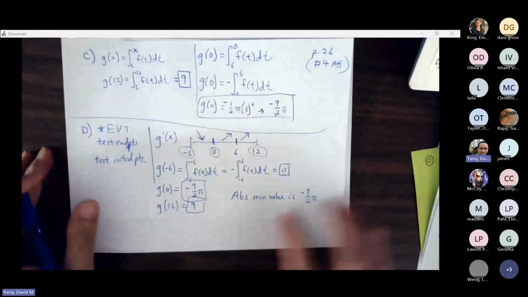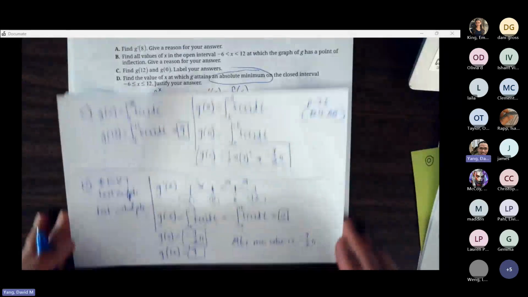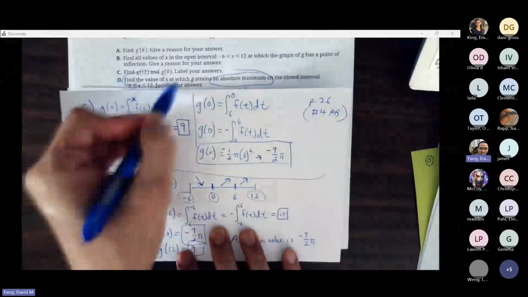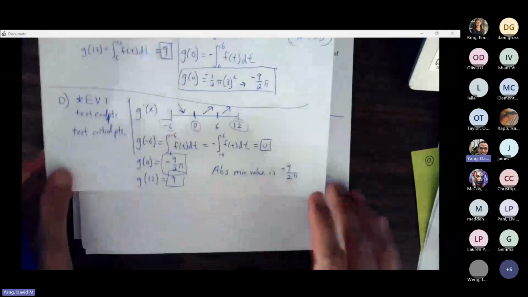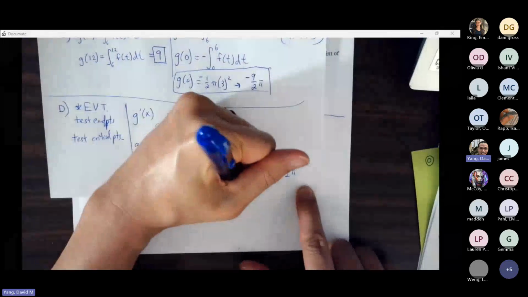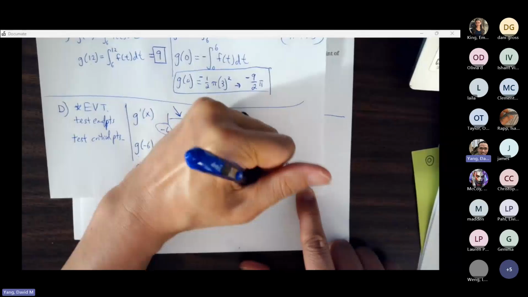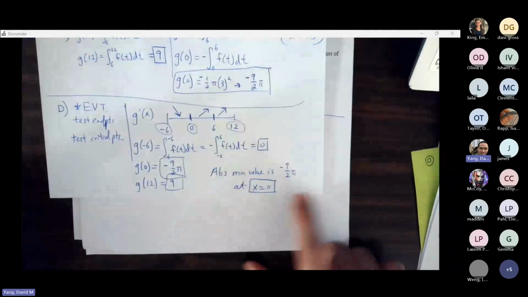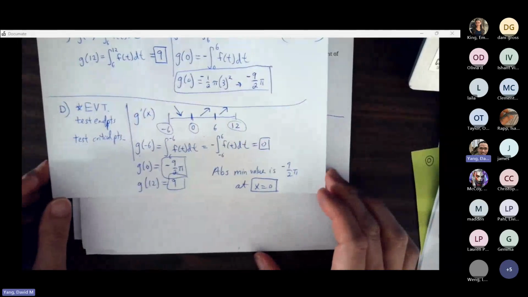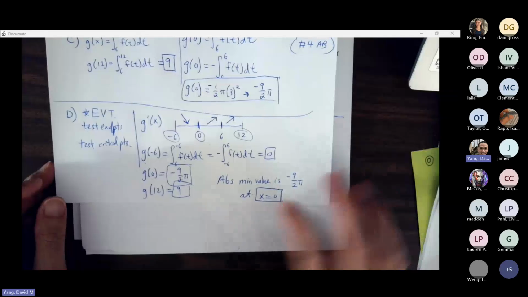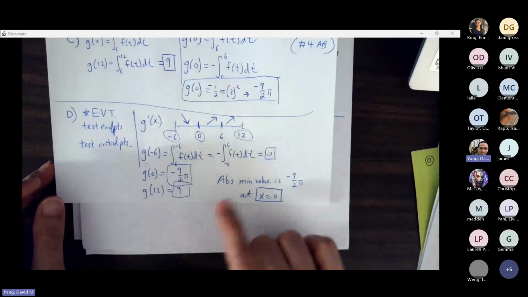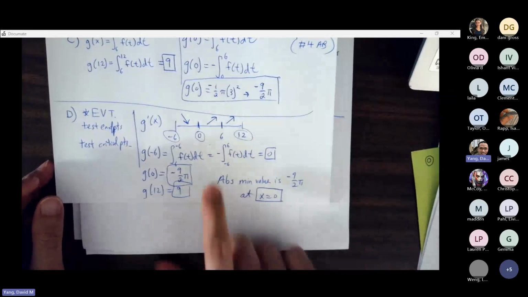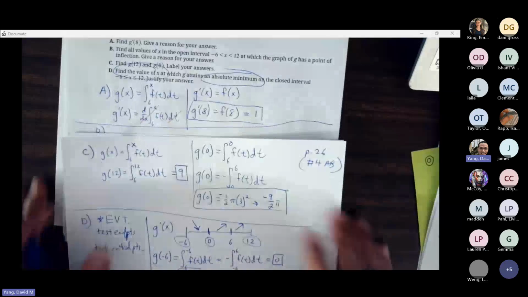So the value is at -9 over 2 pi, but let's reread the problem here. It says find the value of x. So let's be specific here. Absolute min value at x equals 0. What they're really after is the x value. So make sure you read the problem. Sometimes if they're asked for minimum value, then they're asking about the y value. If they want the x value, they have to specify.